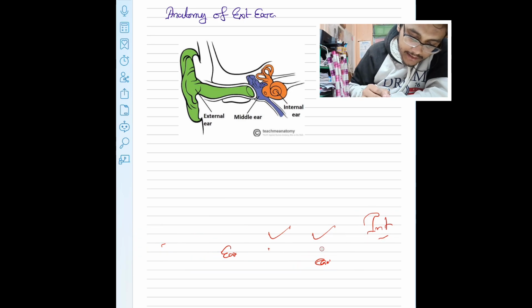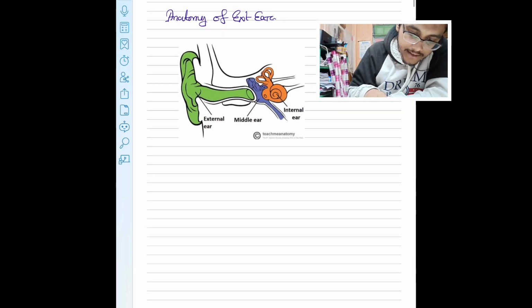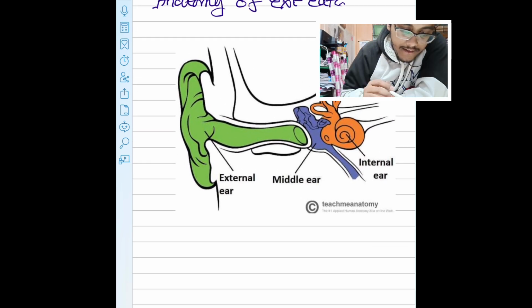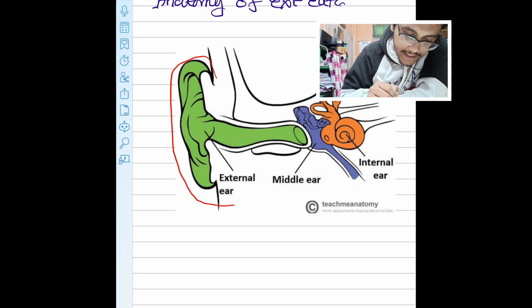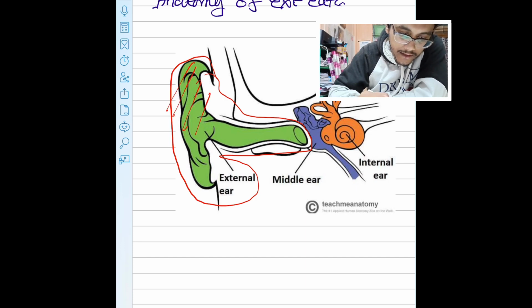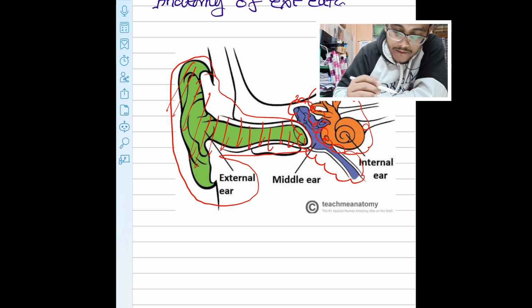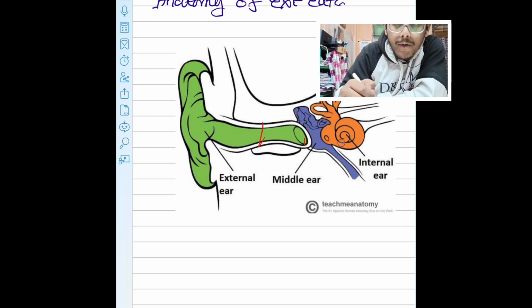Clear? So we can see from this diagram, this is the diagram of an ear. You can see this green color part. This green color part is known as the external ear. Whereas this blue color part is the middle ear, and this orange color is known as the internal ear or inner ear, also known as labyrinth. So these are the three components of the ear.